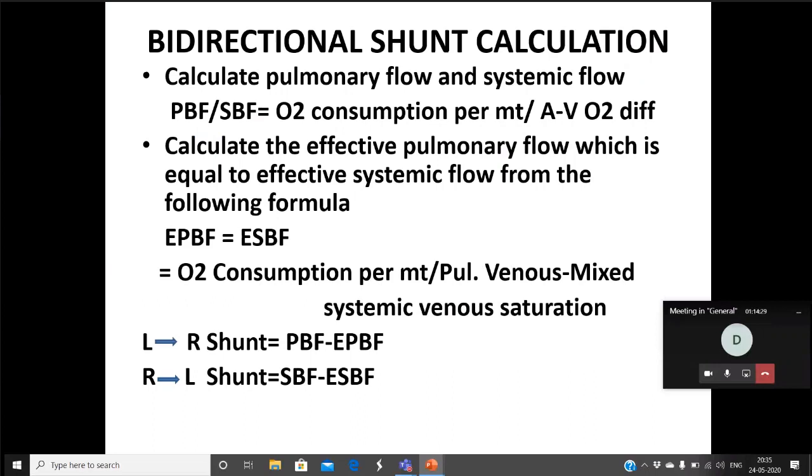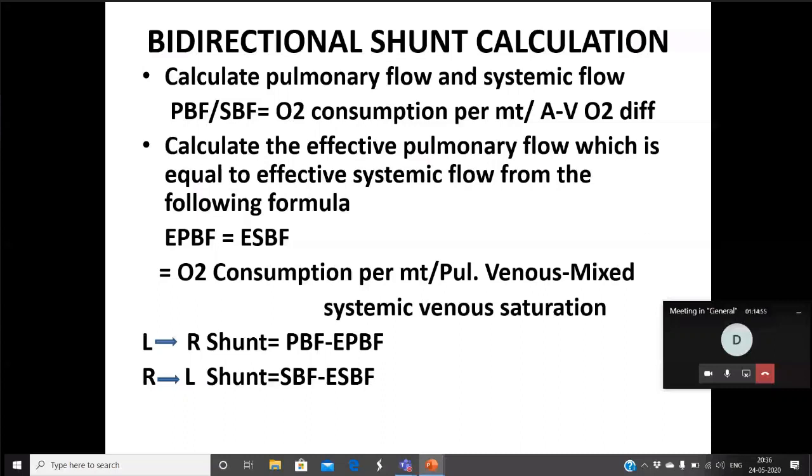Now, bidirectional shunt calculation. How will you calculate the bidirectional shunt? Calculate the pulmonary blood flow and the systemic blood flow as I have already mentioned. Then calculate the effective pulmonary blood flow, which is equal to effective systemic blood flow, applying the following formula.